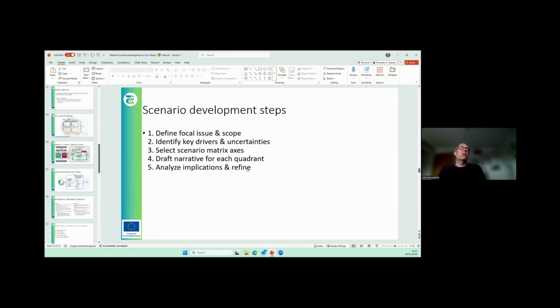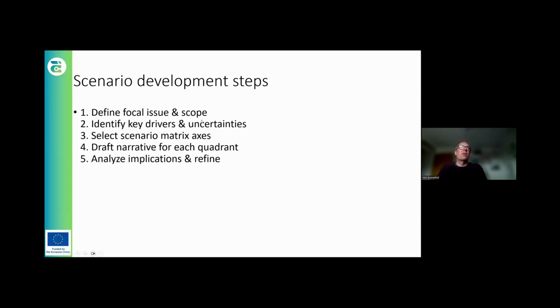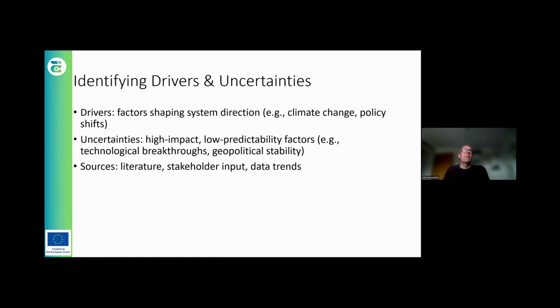So we'll just go through, we won't spend forever on this, but we will have a look at the focal issue and the scope, identify key drivers and uncertainties, and do the 2x2 matrix, and maybe think about a draft for narrative. So these are the scenario development steps, but maybe we won't go through everything in detail today. But what I would like to do is look at some of the drivers that are especially important now for the nexus of biodiversity, food security, and climate change.